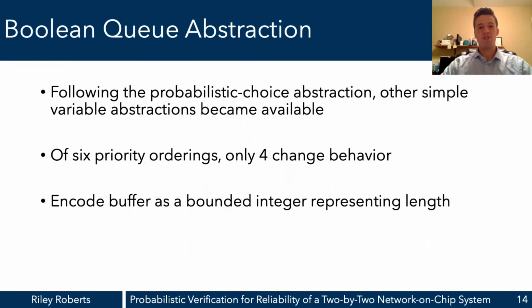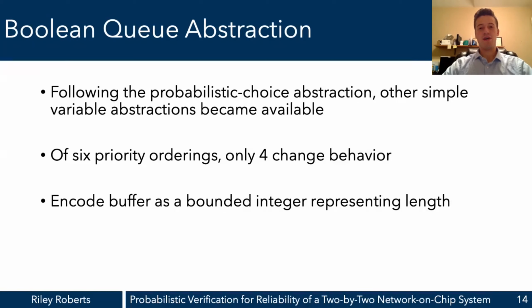Following the probabilistic choice abstraction, other simple abstractions became available that previously weren't or were harder to notice. One of these is that there are 6 total priority orderings, but only 4 of them affect the behavior because 2 of the buffers can never be in conflict with one another. So rather than encoding all 6 into the state graph, we can simply keep track of the 4 that matter.